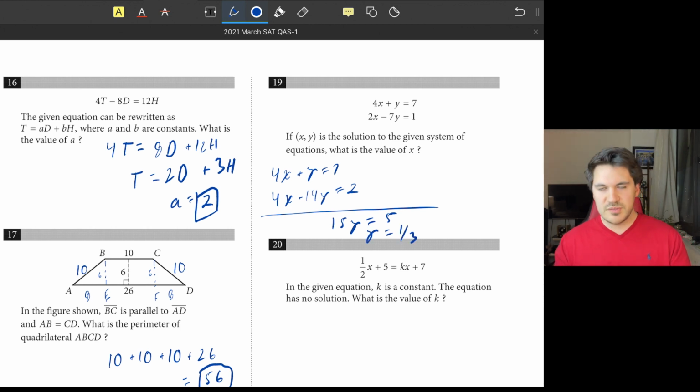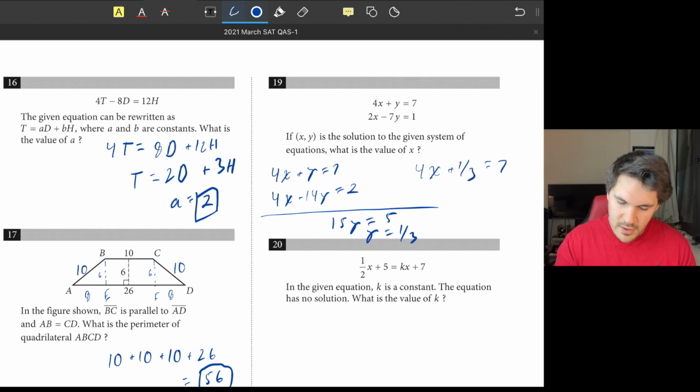And now I'm going to just plug this 1/3 back into one of the equations and solve it for x. Let's plug it into the top equation. So 4x plus 1/3 equals 7. 4x is going to be equal to 6 2/3, so that's 20/3. So 4x equals 20/3. So x is equal to 5/3.